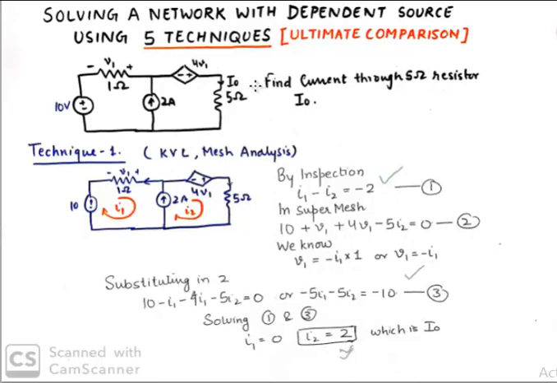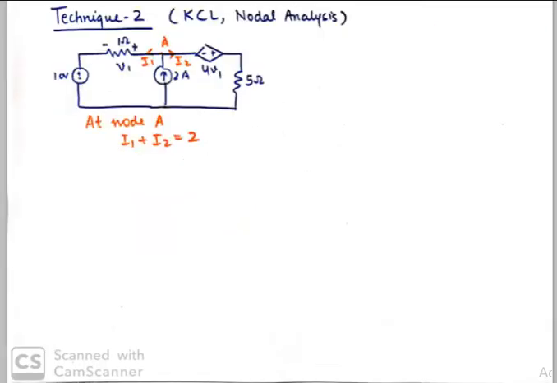And by the way, we need to find the current through the 5 ohm resistor I0. So I0 is the loop current I2. So if we find I2, we get I0, and I0 is 2 ampere using the first technique. So let's get to the second technique, which is KCL, or the nodal analysis.